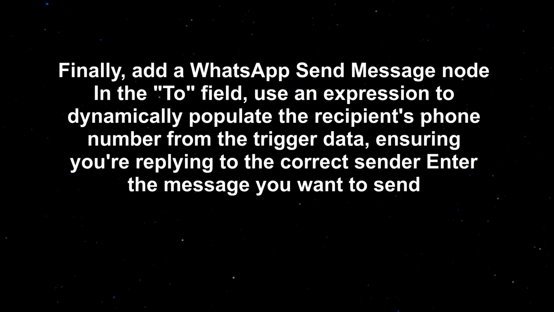Finally, add a WhatsApp send message node. In the To field, use an expression to dynamically populate the recipient's phone number from the triggered data, ensuring you're replying to the correct sender. Enter the message you want to send.